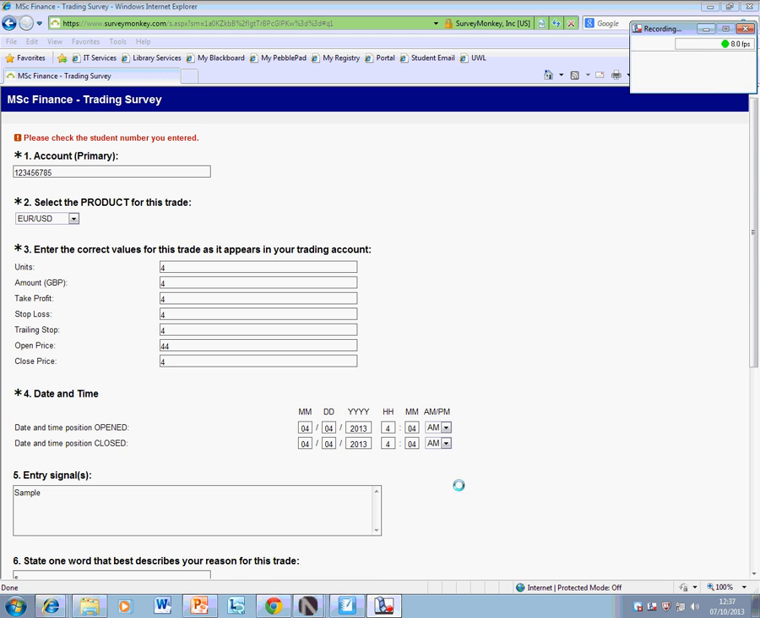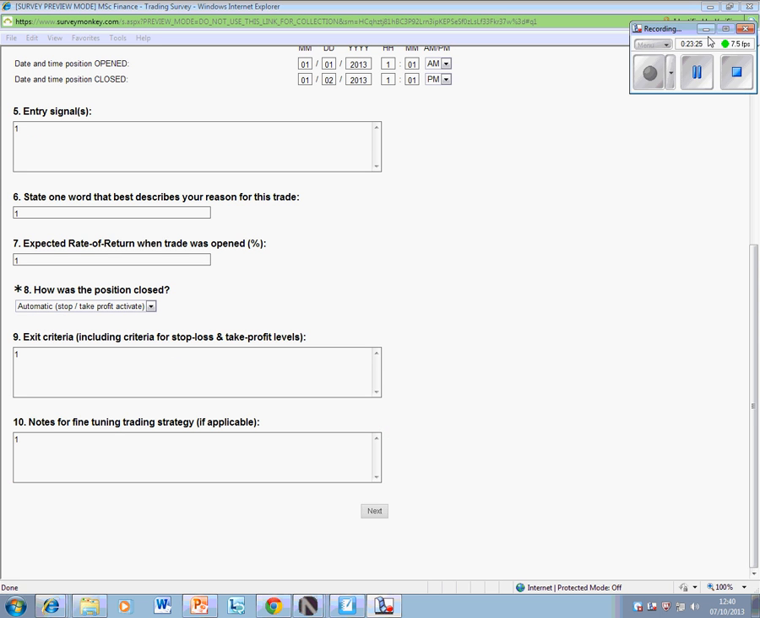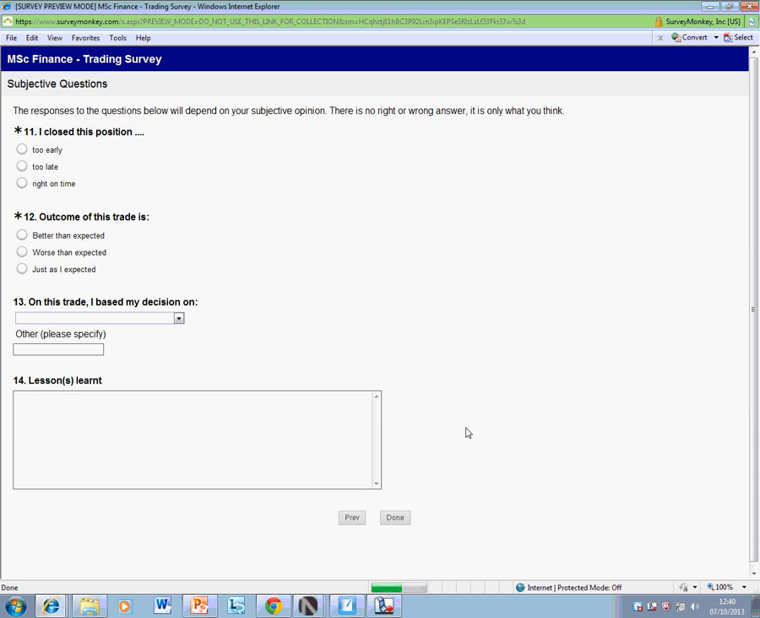Once you fill this first part in, you need to click Next, and that will take you to the second part. Here you have what are called subjective questions. The questions here are subjective in the sense that there's no right or wrong answer. It's simply what you think.